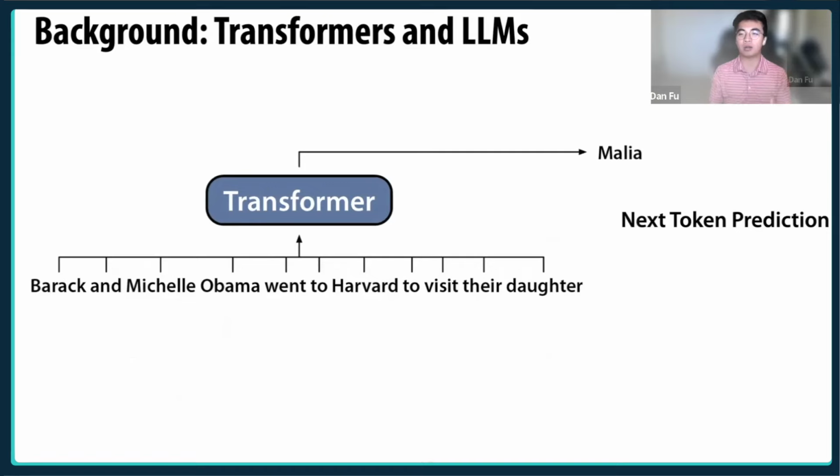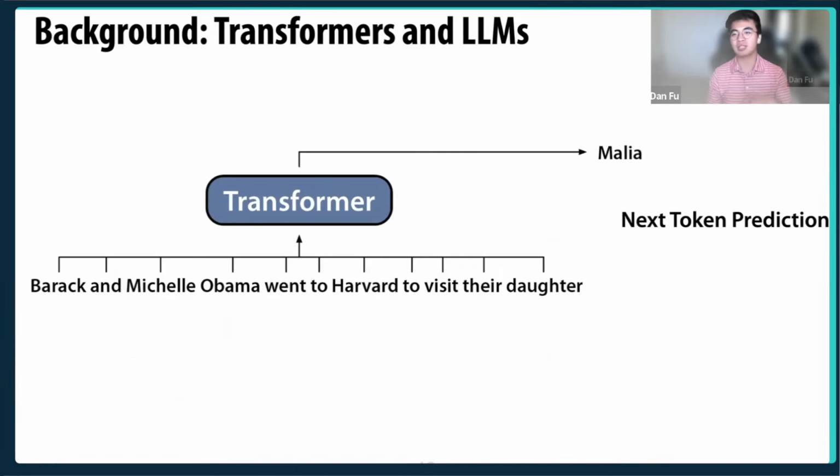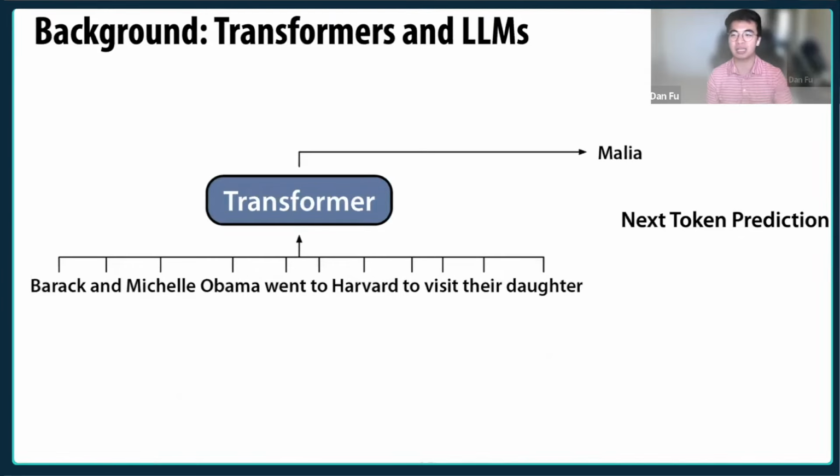And the hope is that the model will have seen enough data during pre-training time to know that the Obamas have two daughters. One of them went to Harvard and her first name is Malia. So you can try to predict that the next token is going to be Malia.